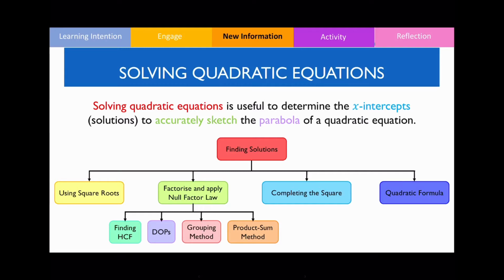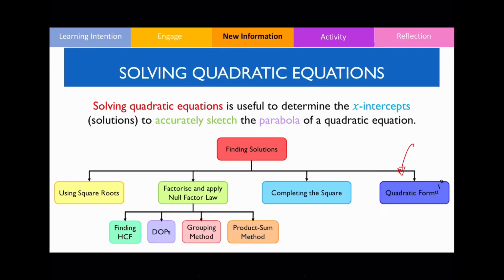So I'm going to show you another method, and I think you will find by the end of today's lesson that this method is a lot more efficient compared to completing the square. And it's probably the second fastest method of finding the x-intercepts. So I want to show you how to do this right now.